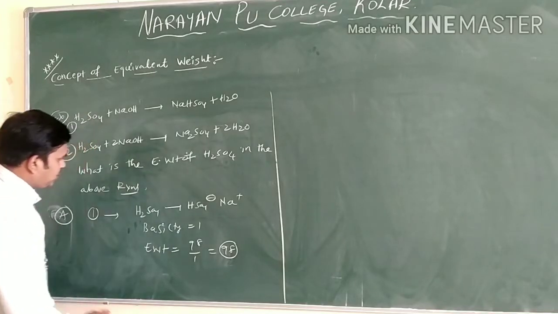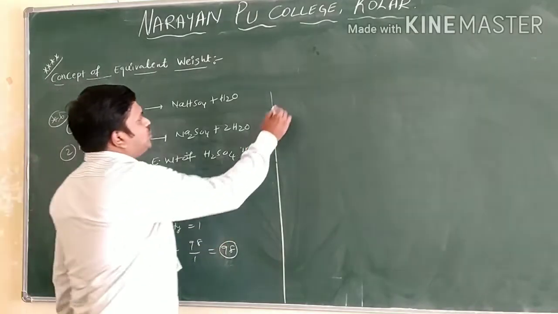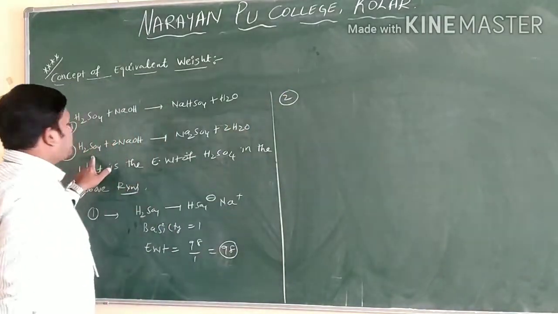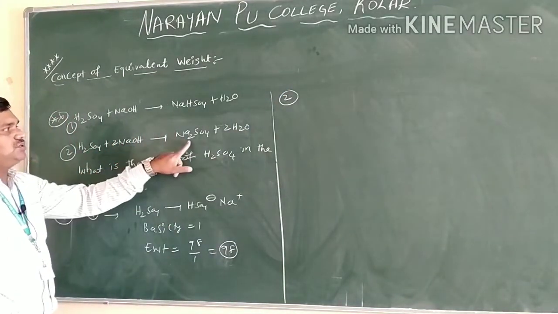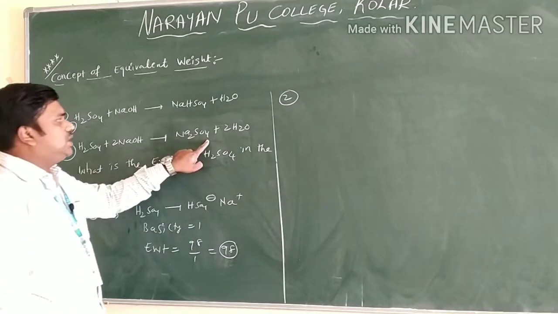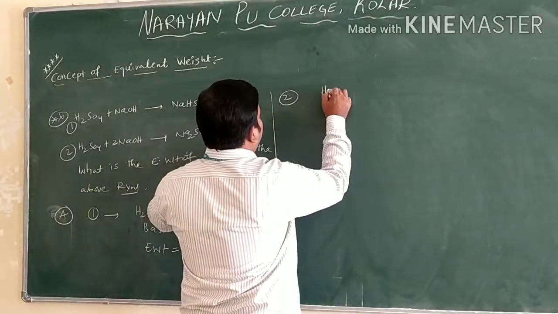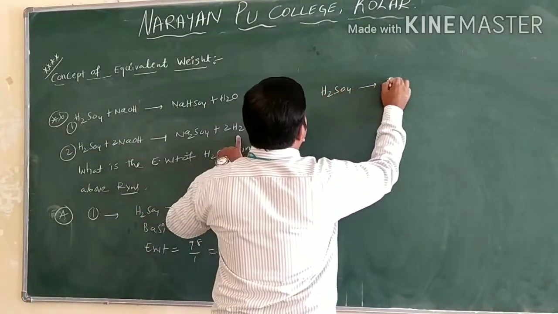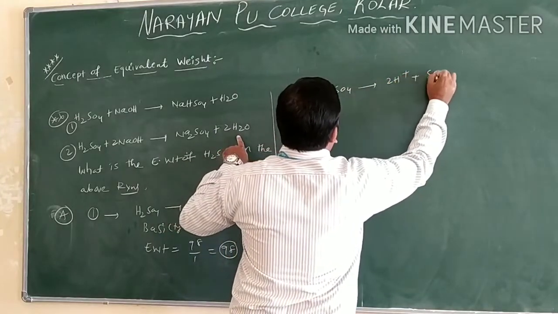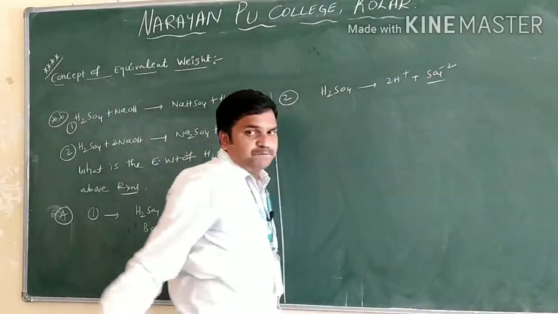Clear? You see the second question here we have. What is given here? H2SO4 plus 2NaOH gives rise to Na2SO4 plus 2H2O. If we take H2SO4, it dissociates into 2H plus and SO4 minus 2 only.